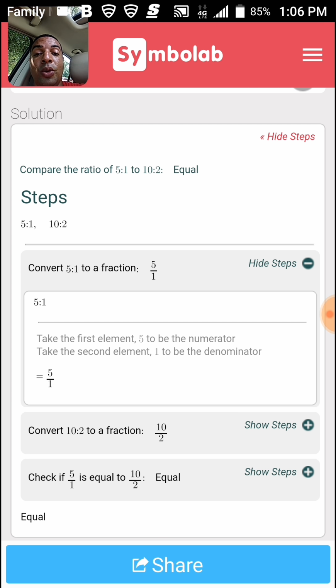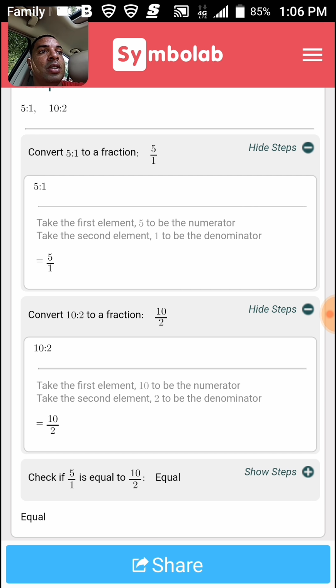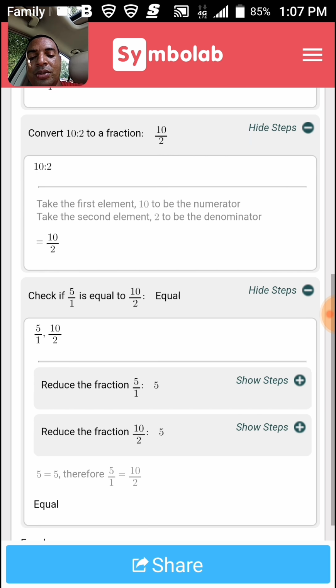But we still need to compare that to the other fraction. So convert 10 to 2, or 10 colon 2, to a fraction. 10 over 2, which is 10 divided by 2, equals what? 5. But let's go through these steps. We take the first element, 10, to be the numerator, and the second element, 2, to be the denominator, which equals 10 over 2. Check if 5 over 1 is equal to 10 over 2. They're equal.